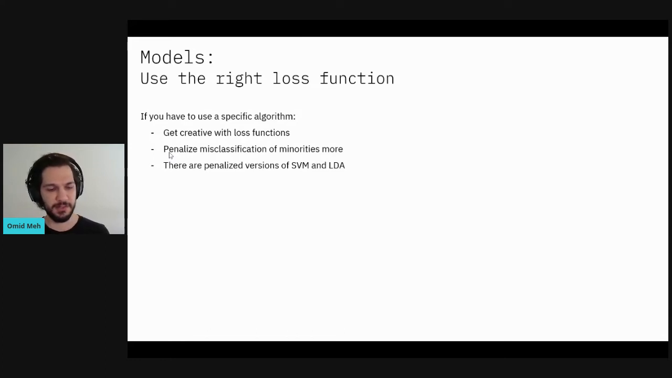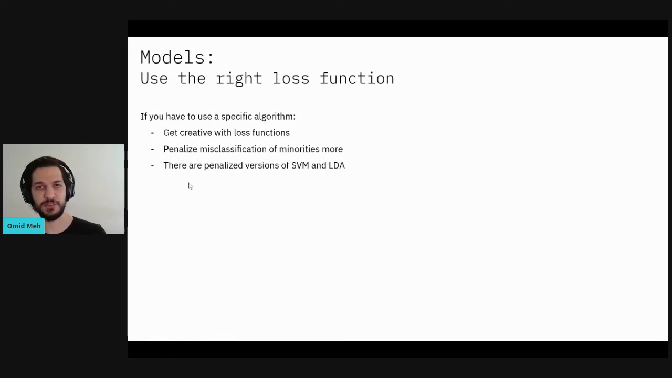This is a suggestion I have in case you're really stuck and you have to use a specific algorithm. Say, I don't know, for explainability, you're forced to use random forest so you can know the importance of each. This is a super basic example, but so you can know the importance of every feature. Maybe you're stuck with it. In that case, you can try to play with your loss function.